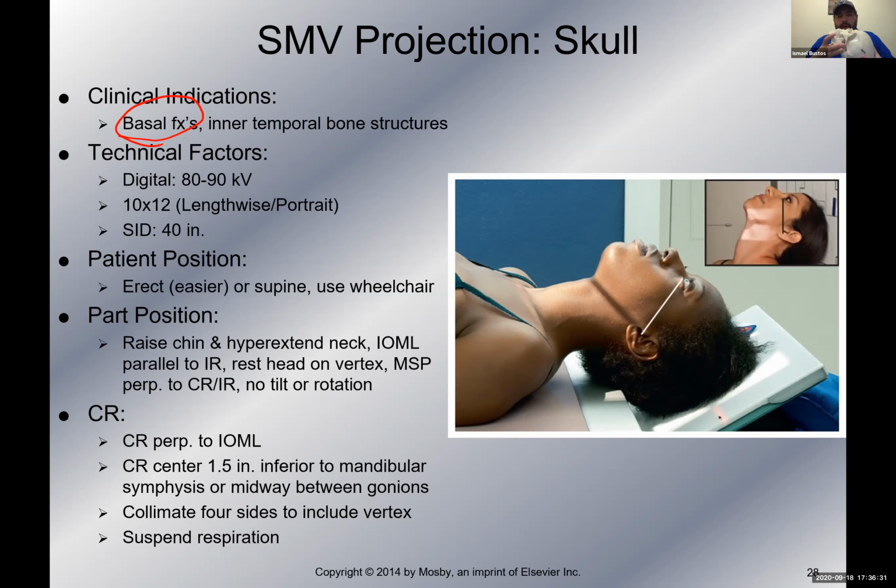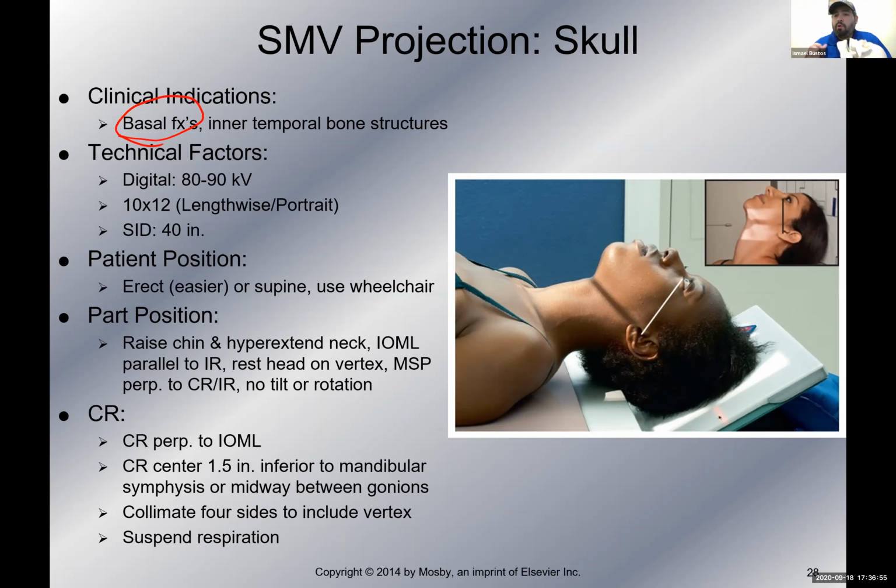Once you've done that, make sure there's no tilt and no rotation. And you're going to have the CR perpendicular to the IOML. So here's your IOML. You want the CR perpendicular to the IOML. It's not necessarily perpendicular to the IR. It's perpendicular to the IOML.